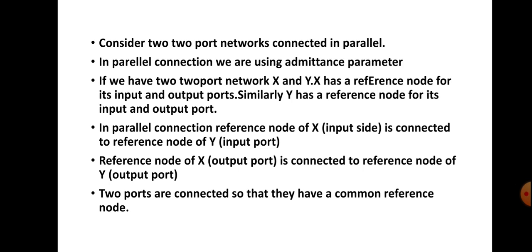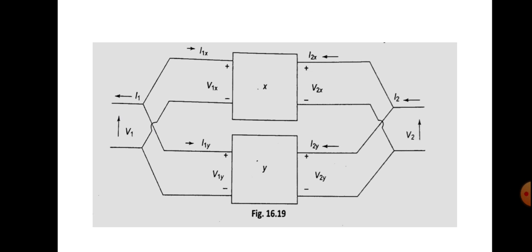Suppose we have two-port networks X and Y. You know that for the X network there will be one input port and one output port. Similarly, for the Y network also there will be one input port and one output port. In the case of parallel connection, suppose this is the reference node for the input port of X, and if this is the reference node for its output port. Similarly, for the Y network, the reference node for the input port is this, and for the output it is this.